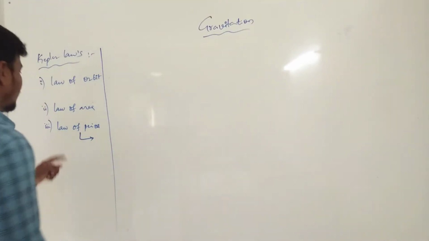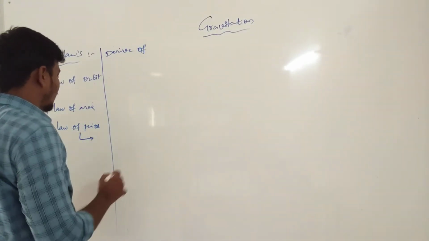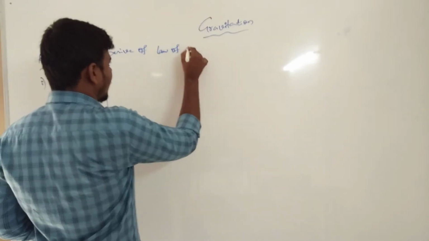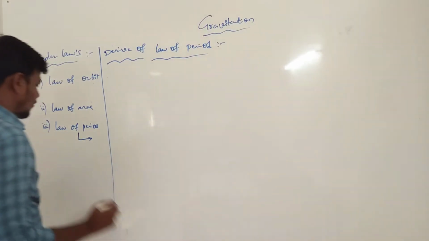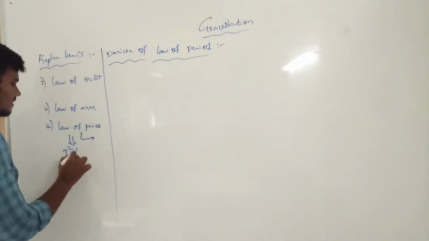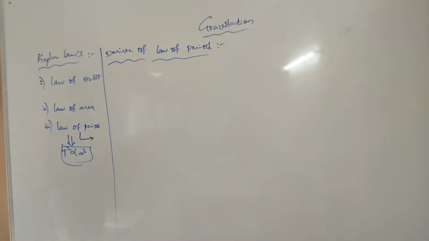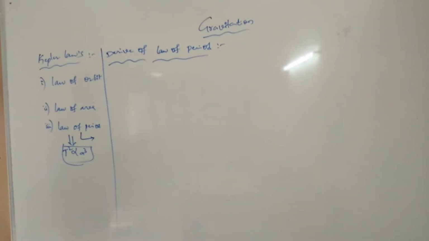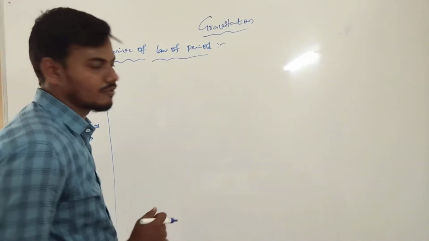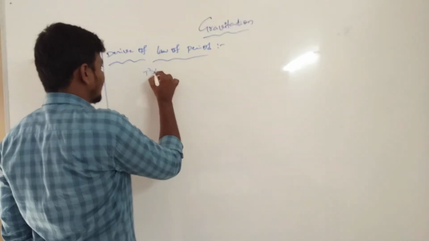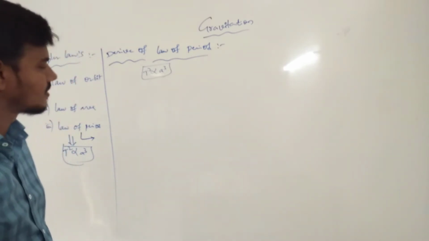Now we are going to derive the law of period. What is the equation? T square is always directly proportional to A cube. The square of the time period is always directly proportional to the cube of the semi-major axis. Now we are going to derive the law of period. T square is directly proportional to A cube. This is the major equation we are introducing.